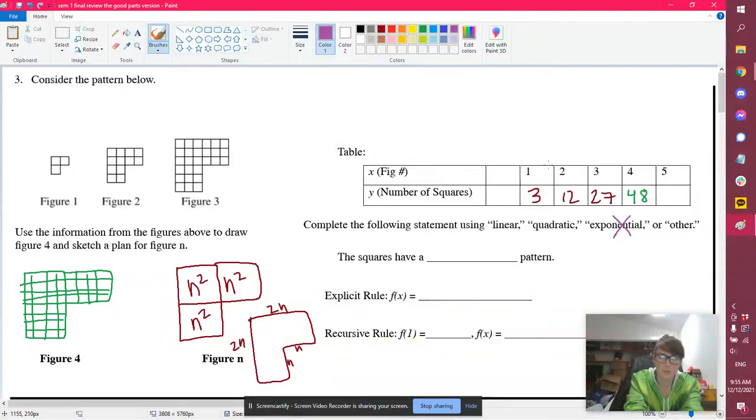Okay, let's see if we're adding by the same number, right? This was plus 9. This was plus 15. Already we're not linear, right? Because for linear you need to add by the same number. This is plus 21.